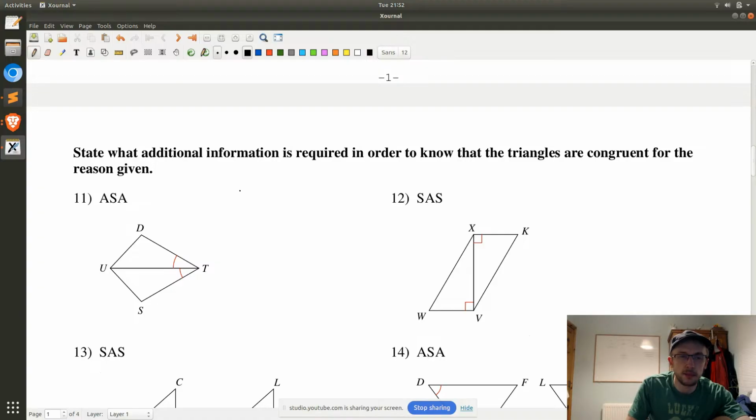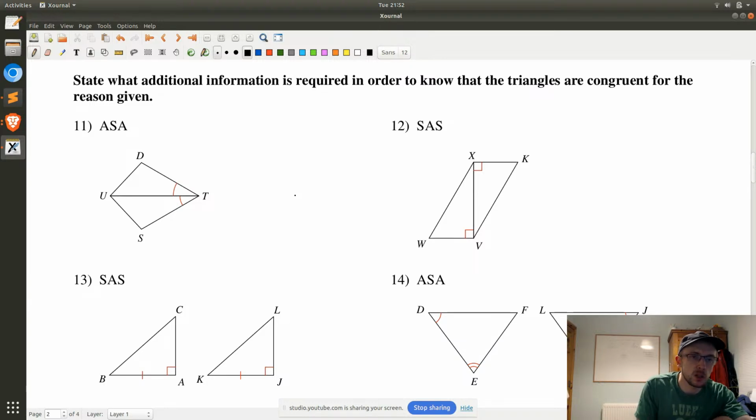State what additional information is required in order to know that the triangles are congruent for the reason given. Okay, so angle side angle. We would have to know that this angle here is congruent to this angle here. In other words, angle TUD is congruent to angle SUT.